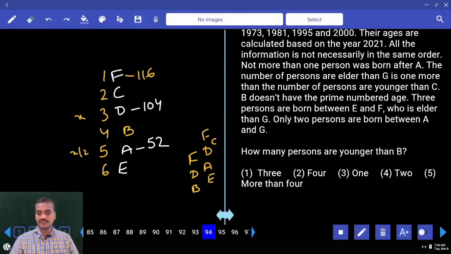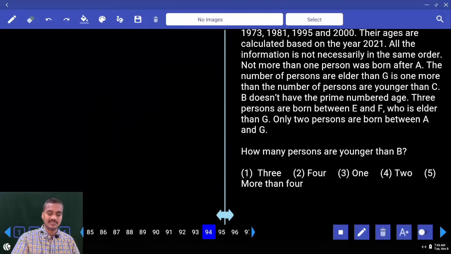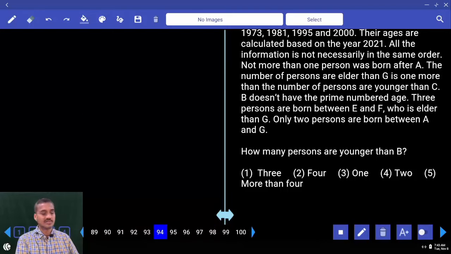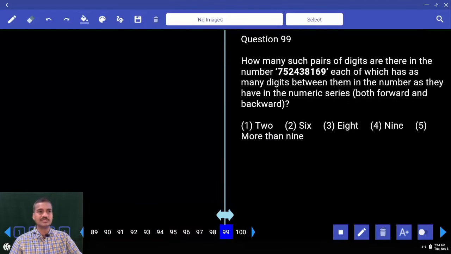Then 94 onwards, they are based on ages. How many questions were there under this one? There are 5 questions, with years and ages given, 94 to 98. Before working out these, let us work out 2 questions, 99 to 100.